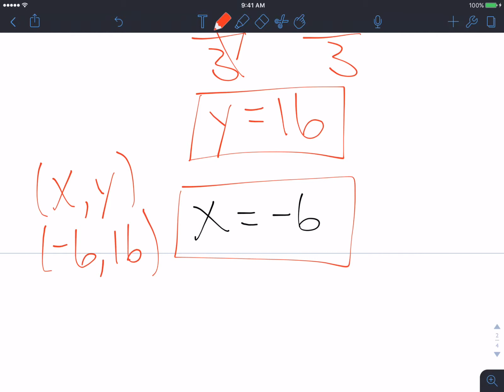I hope you can't hear that cricket. There's a cricket somewhere. I can't find it. Sorry. Okay, so there's the first example.